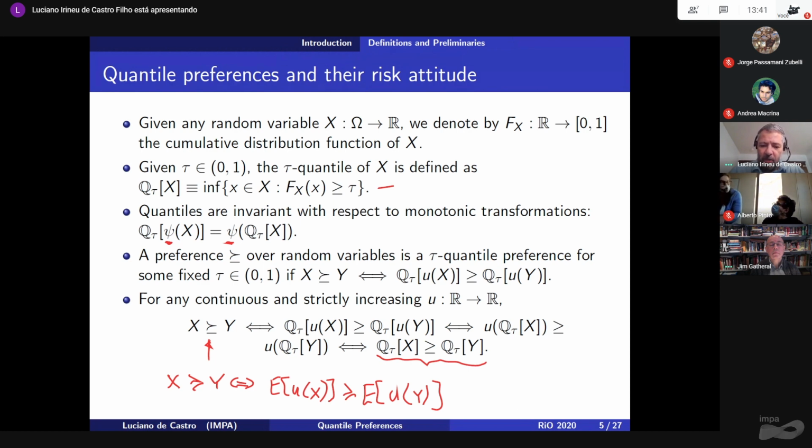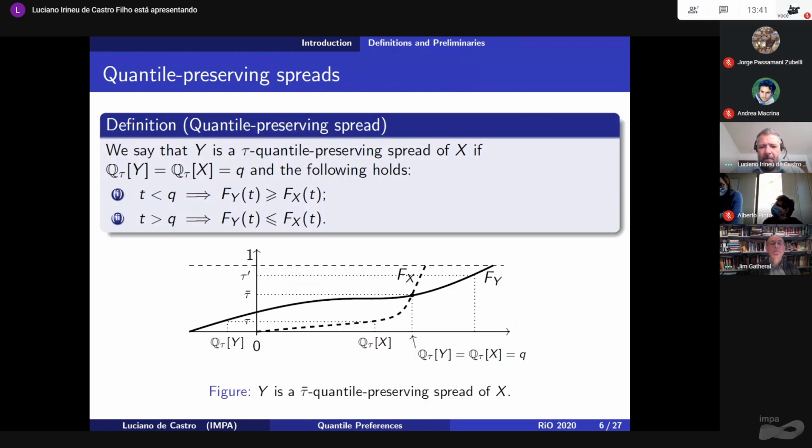So you may ask, what's the risk attitude in this model? And the risk attitude is just tau. So it's a one-dimensional parameter. In some sense it's simpler than having a whole function to study. And I can explain why this is the case with this property. It's actually a very interesting property.